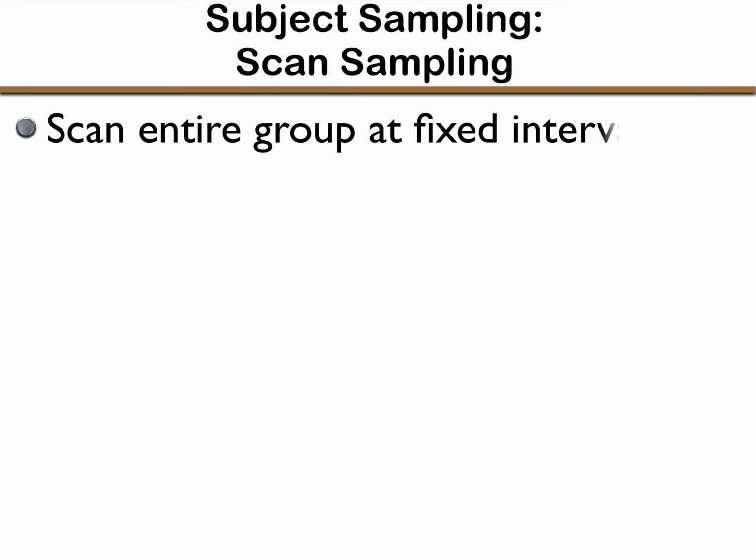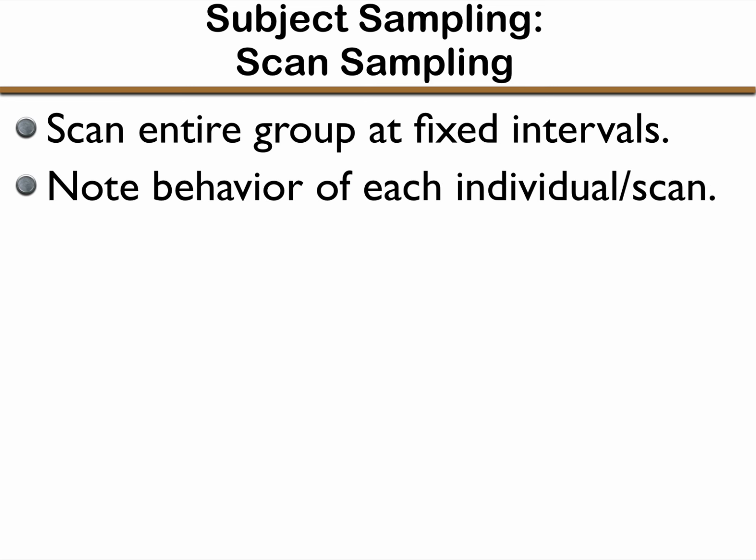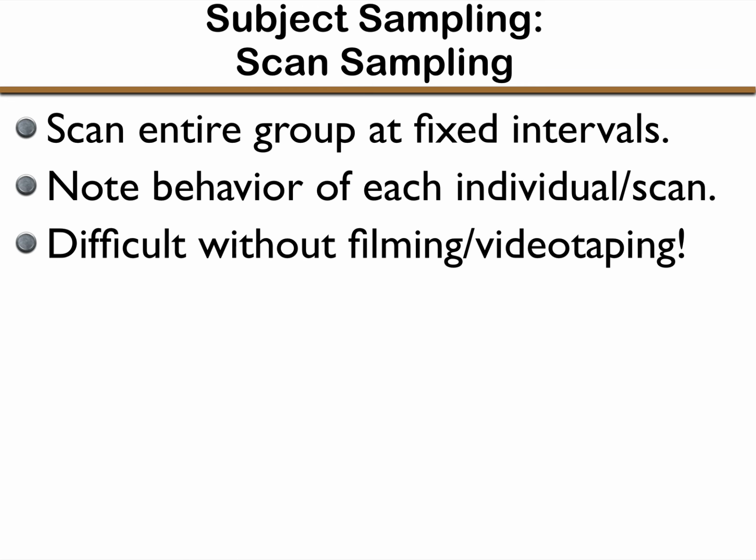Scan sampling is used a lot, actually, as a form of subject sampling. So what you're doing here is scanning an entire group of animals at fixed intervals. And you note the behavior of each individual animal in each of these scans. The scan is actually like taking a camera and sweeping it from left to right or right to left. I think left to right, for whatever reason, seems to be the most conventional way of doing this. And in fact, it's very difficult to do this unless you're filming or videotaping, as I'll try to illustrate right now.